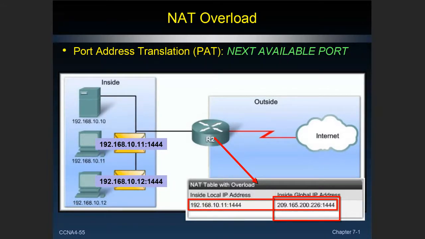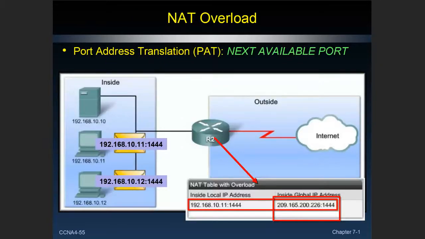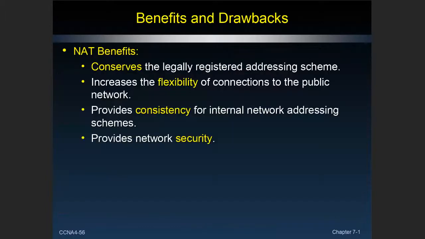In this case, both workstations just coincidentally have used the dynamic or ephemeral port number 1444, and they're both supposed to go to the outside world. Well, the router can't give them both that port number, so machine 1 may get 1444, the global address, and the second machine would get maybe 1445, so that they're separate from each other and can be told apart.